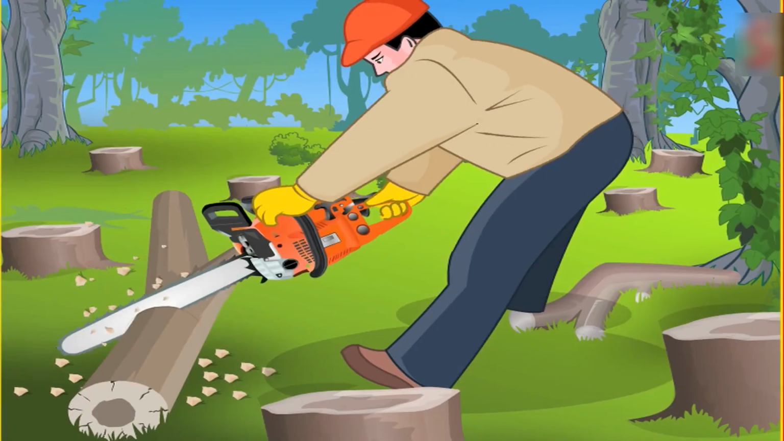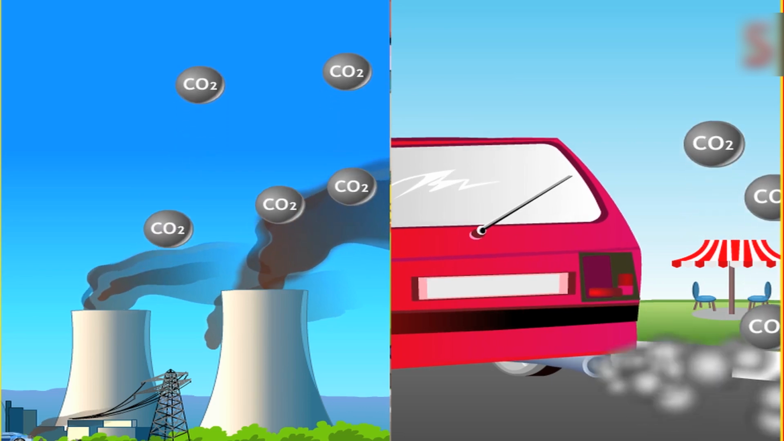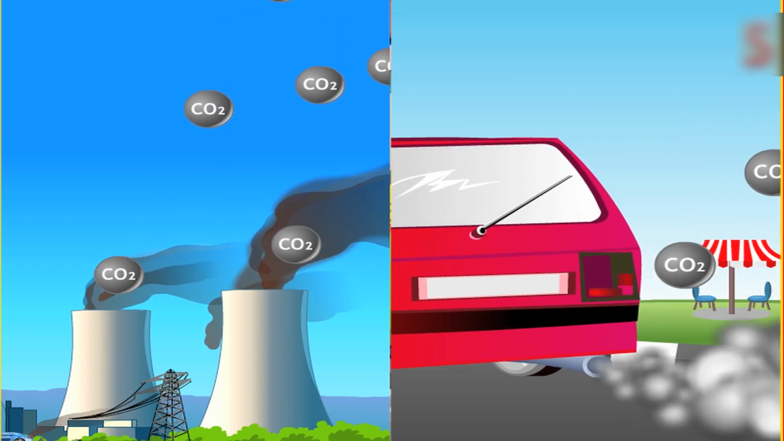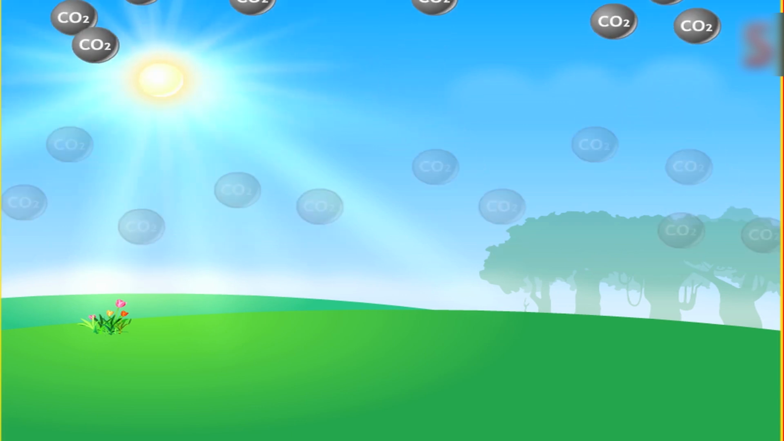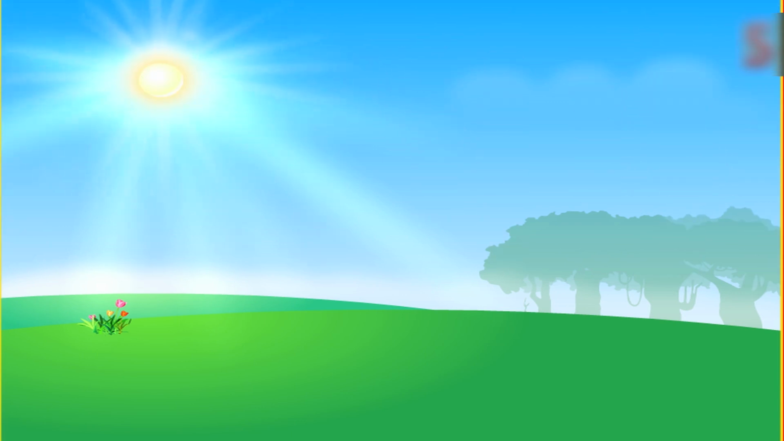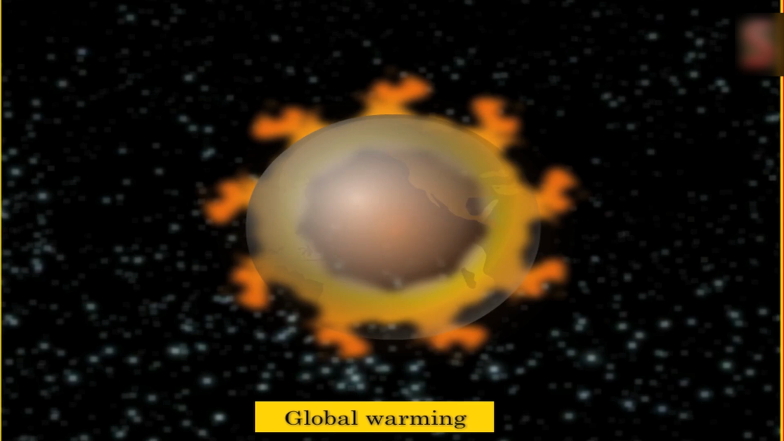In recent times, we often hear the word global warming. What is global warming? The deforestation and the increased use of diesel and petrol increase the amount of carbon dioxide in the atmosphere. The increased amount of carbon dioxide prevents the radiation of heat from the earth, which in turn increases global temperatures. This is called global warming.